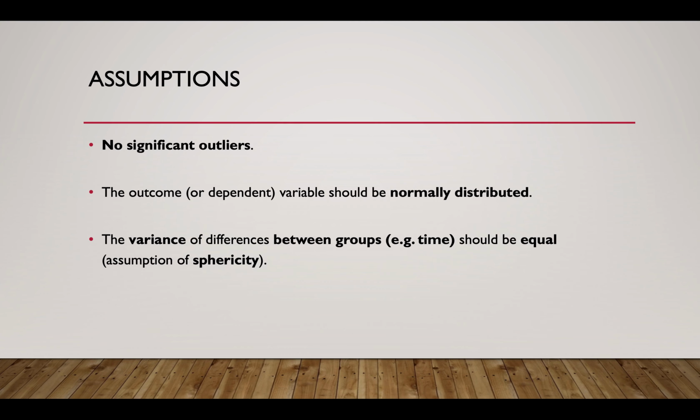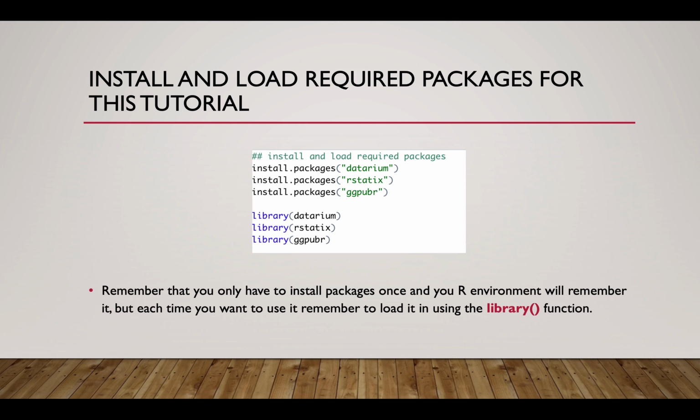So the first thing that we need to do is install and load the packages we need for this tutorial. We will be using the datarium, rstatix and ggpubr packages. To install them, you simply type install.packages and in brackets and quotation marks the package name. And then to load them, you can type library and then in brackets the package name. Remember that if you've already installed a package, you do not need to reinstall it, as the R environment will remember it. But each time you want to use it, so for example when you're starting a new script, you do need to load it in using the library function.